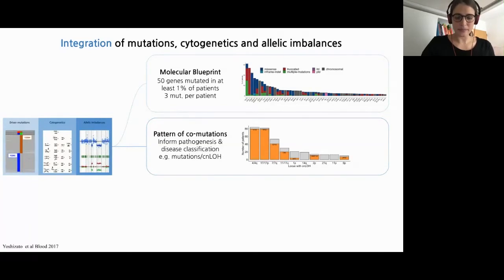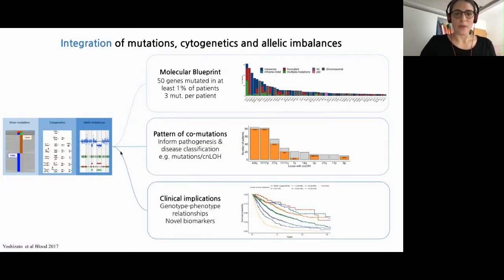And last, we're evaluating the clinical implications of acquired gene mutation in MDS, both for genotype-phenotype relationships and prognosis evaluation. And this Kaplan-Meier curve shows you stratification of outcomes for patients by the number of somatic alterations that they have.